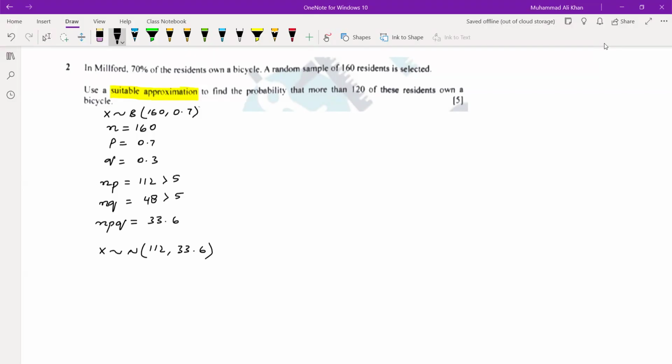Now we have to calculate the probability of X greater than 120. In case of suitable approximation, we have to use a continuity correction. If X is greater than 120, we have to start from 120.5.